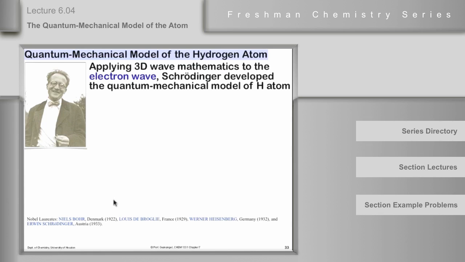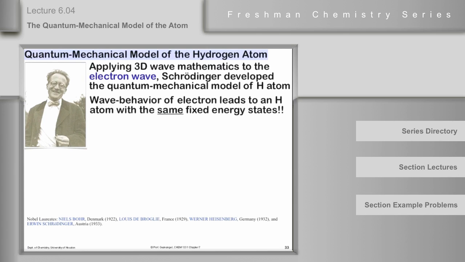The third and ultimate step forward then was left up to this fellow. His name is Schrödinger. Okay? Austrian, as I recall. I believe it was Austrian. He applied three-dimensional wave mathematics, in other words, differential equations in 3 dimensions, to the electron in the hydrogen atom.